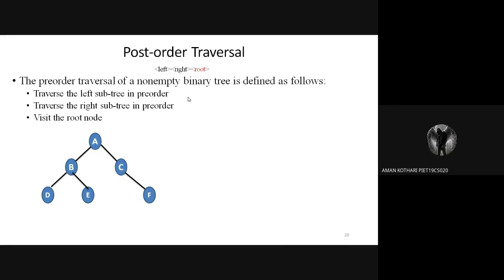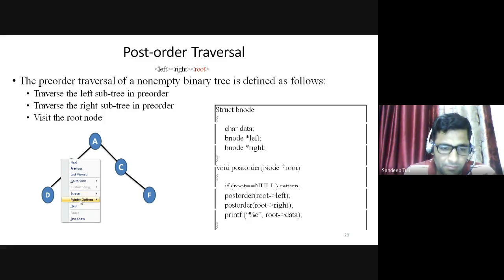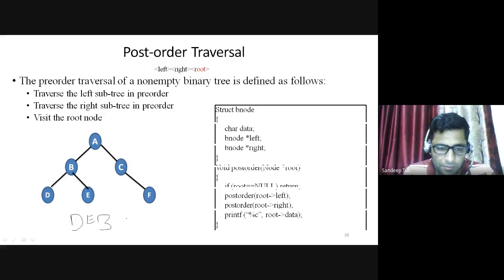So it will be D, E, B, F, C, A. Let me write it first: D, E, B, F, C, A. Very good. Is it clear to all? Or if anyone has any doubt, you can ask.